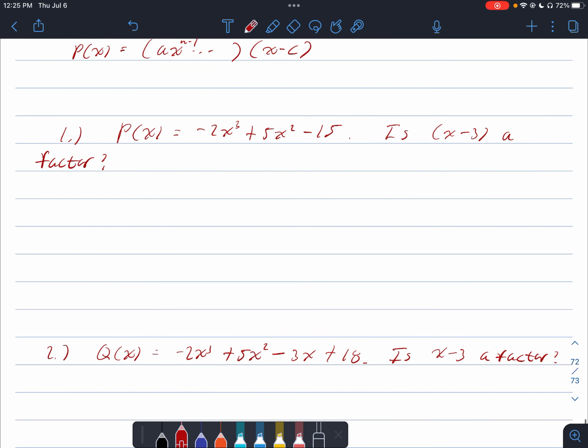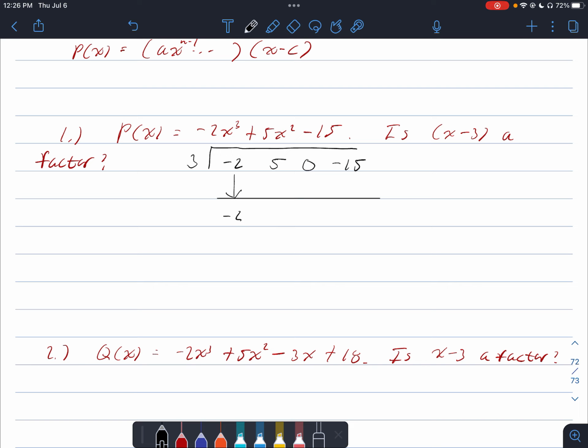Let's say we have p of x equals negative 2x to the third plus 5x squared minus 15. We want to see if x minus 3 is a factor. So let's go ahead and do our synthetic division. We're going to divide by 3 here, and let's line up our coefficients. We have negative 2, we have 5, we don't have anything for x, so we put a 0 there, and then we have negative 15. Let's bring down this negative 2.